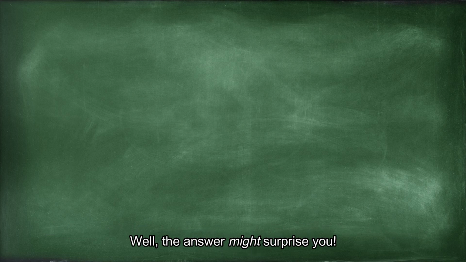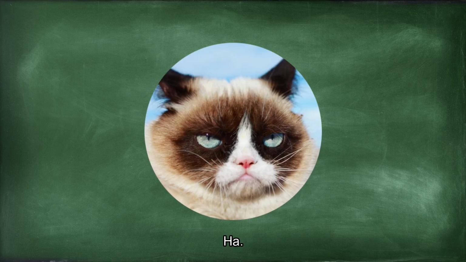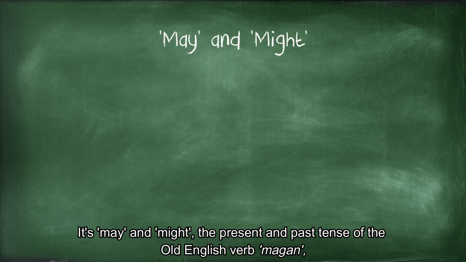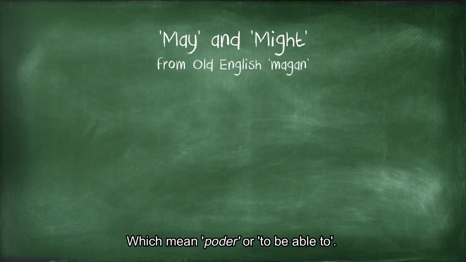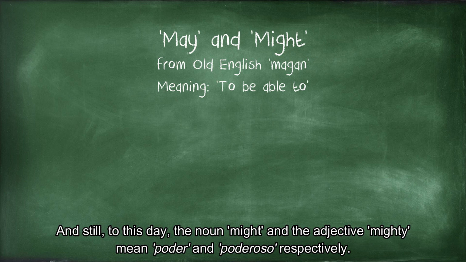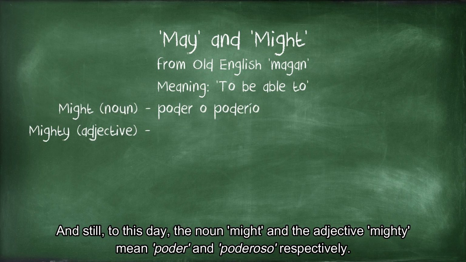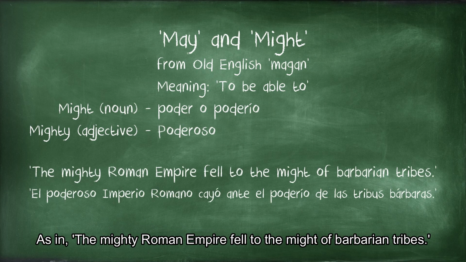poder? Well, the answer might surprise you. It's may and might, the present and past tense of the Old English verb magen, which meant poder or to be able to. And still, to this day, the noun might and the adjective mighty mean poder and poderoso, respectively, as in the mighty Roman Empire fell to the might of the barbarian tribes.